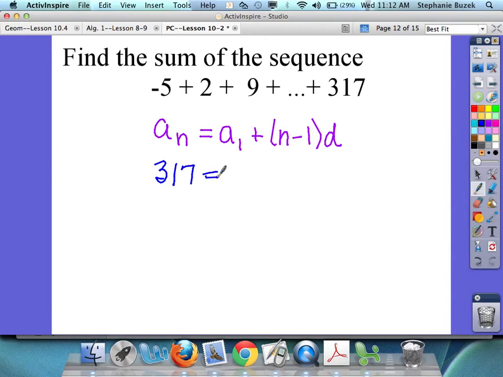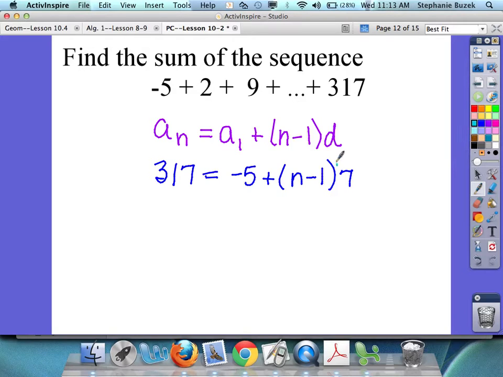317, because obviously I'm going to want to find what term 317 is. Okay, first term is -5. What is n? You don't know, that's what you're trying to find. What is d? 7. So now what I'm going to do is go ahead and solve that, and I'll be able to find what n is.